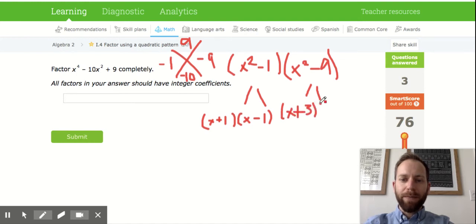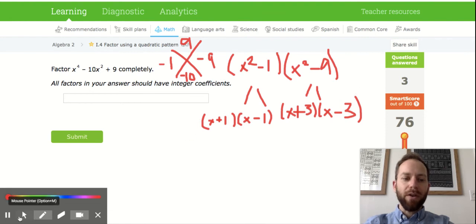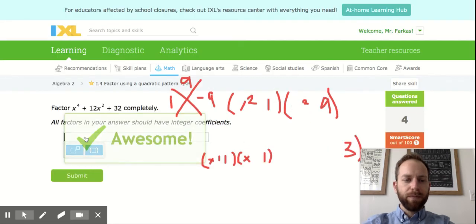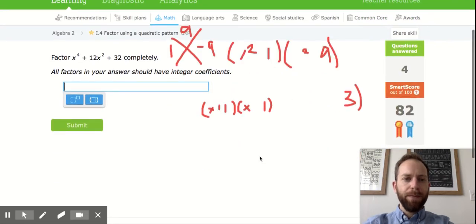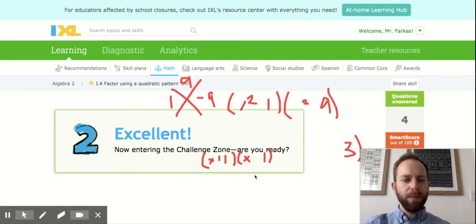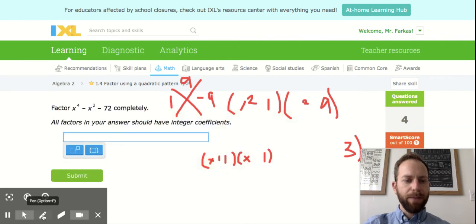Now, since none of these things in parentheses are the same, we can't just simplify them and write squared. We have to write all of these factors here. So this would just be x plus 1 times x minus 1 times x plus 3 times x minus 3. Okay, this is very similar. Let's keep going. And let's see if the challenge zone is any different.